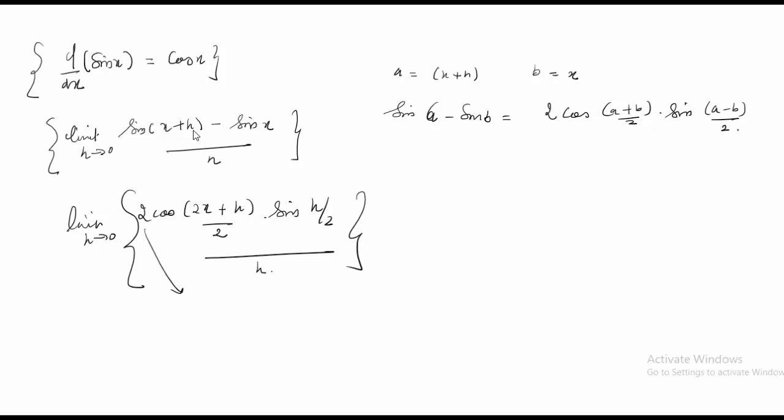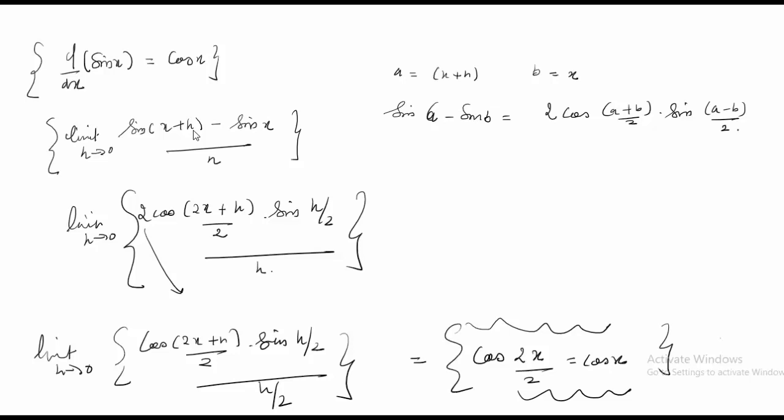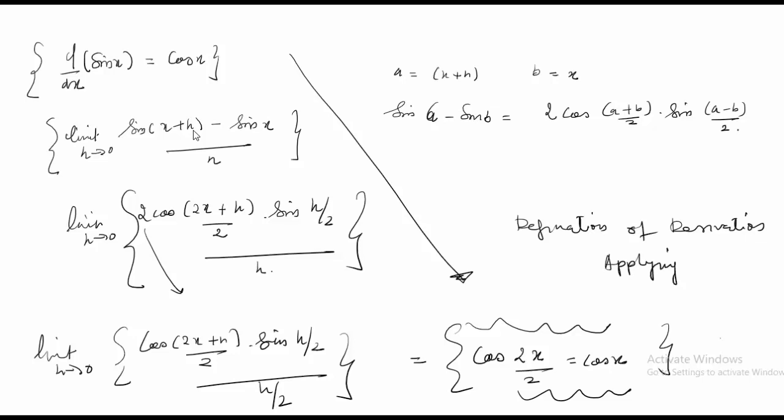If I bring this 2 down, this can be written as the limit as h tends to 0 of cos of (2x plus h)/2 into sin of h/2 divided by h/2, which is equal to cos of 2x/2, which is equal to cos x. So this is your answer, or this is how to get the derivative of sin x using the definition of derivative, applying limits.